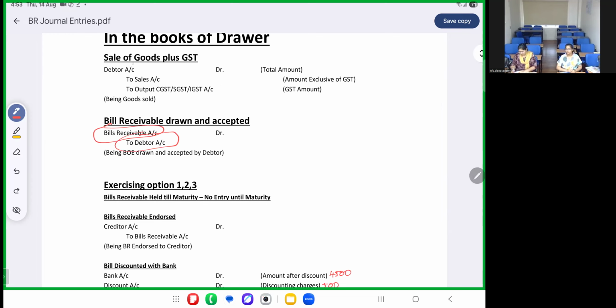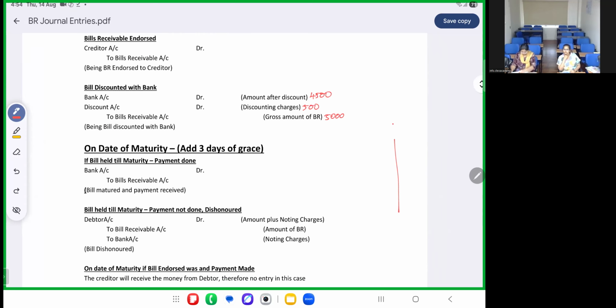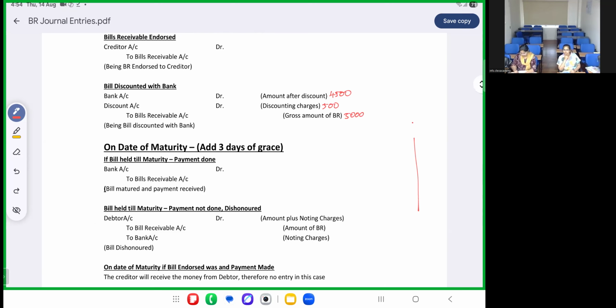We created the debtor when we made the sales. After that, we closed the debtor and opened what? Bills receivable. Now, bills receivable is dishonored. So we are closing bills receivable and opening our debtor again.